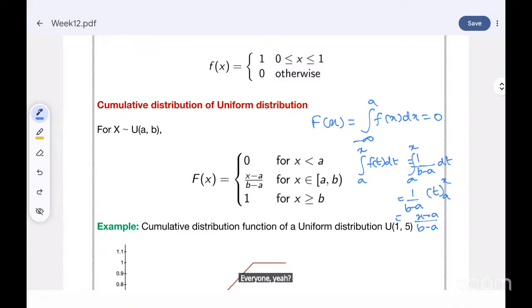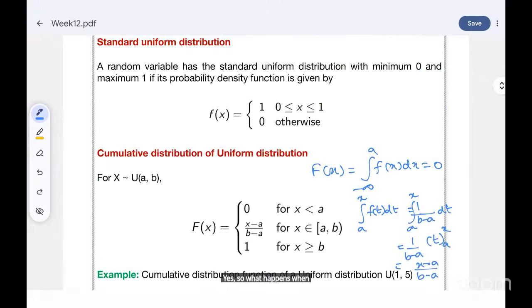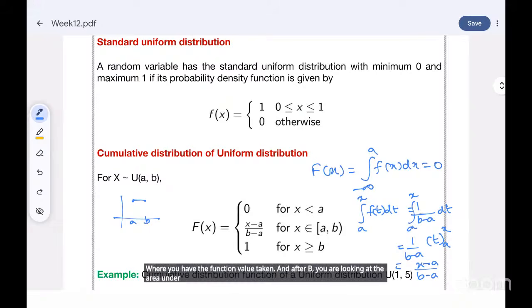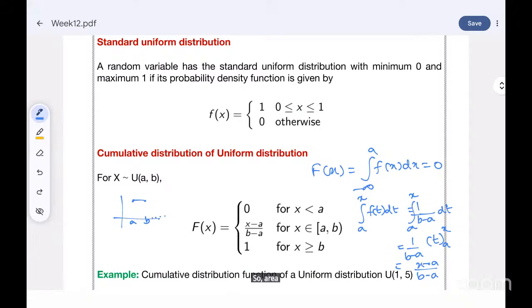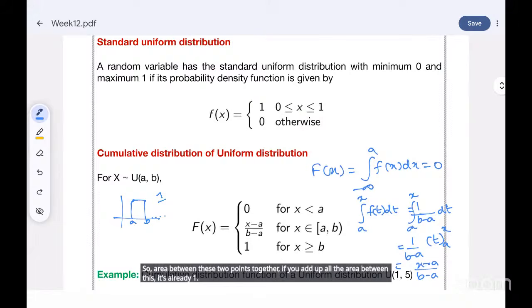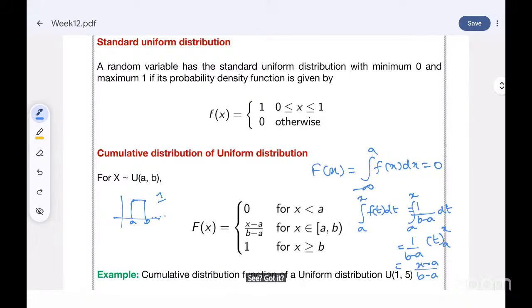Can you explain the last part when x is more than b? Yes. What happens when x is more than b? You see that this is the part where the function has a value, and after b, you are looking at the area under b only, because whatever point you take, the values are 0 after b. So if you add up all the area between these two points, it's already 1. Got it? Yeah, 1 plus 0 is 1. So that's why it is 1. Okay, thank you.